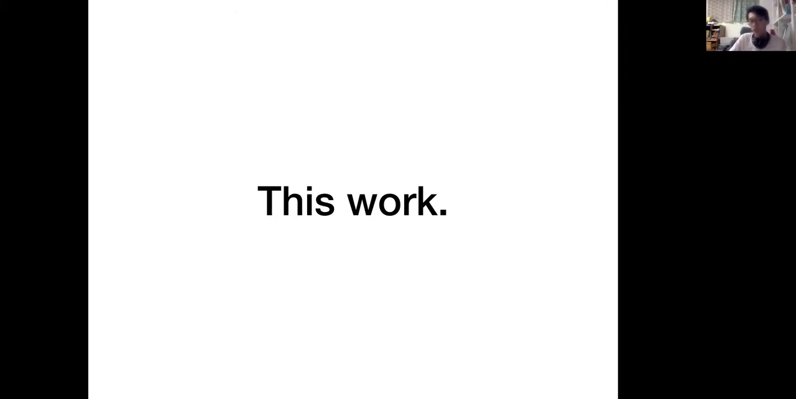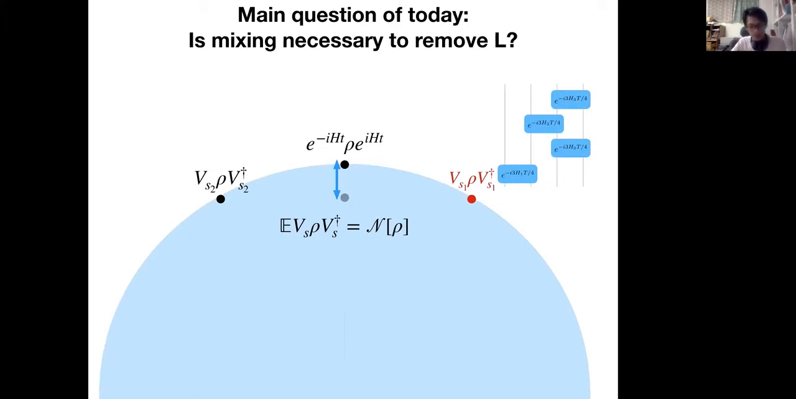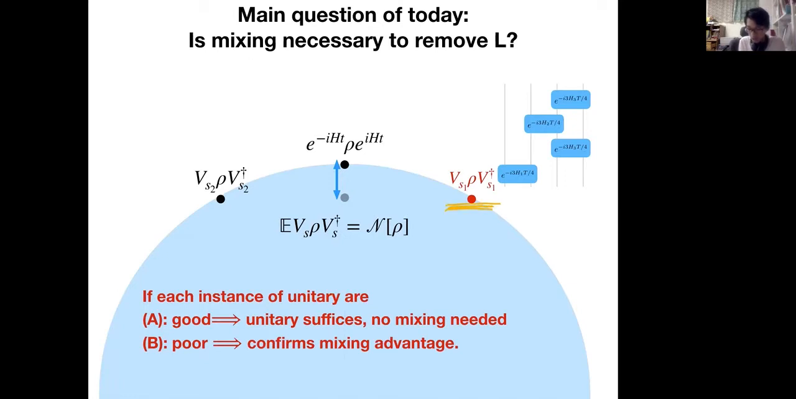In this work, we're going to study the origin of this advantage. In particular, we're going to ask whether mixing is necessary for the removal of L. And we're going to answer that question by studying each of these typical instances. They're pretty natural candidates. If each of these instances is already good, it means that unitaries already suffice and no mixing is actually needed. However, if these instances are poor, it would confirm the mixing advantage. And either way, either result will be educational.